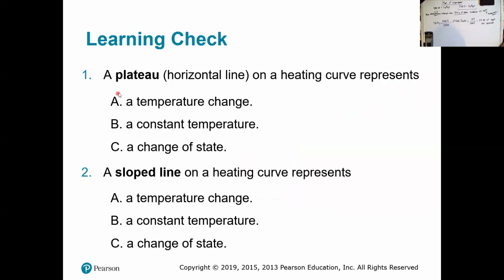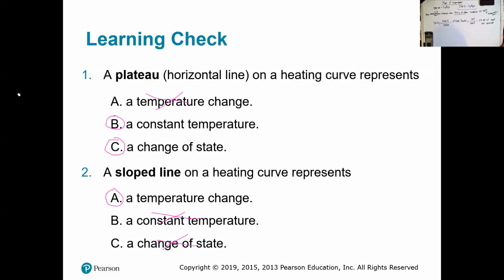Okay. So you'll have plateaus and sloped lines, your slanted lines on your heating curve. And your plateaus are going to represent changes in your physical state. But you will not have a temperature change when you are looking at the plateaus. What you will have is a constant temperature. Okay. And your sloped lines represent your change in your temperature. Your temperature will not be constant during these periods, and you will not have a change of state during those periods.